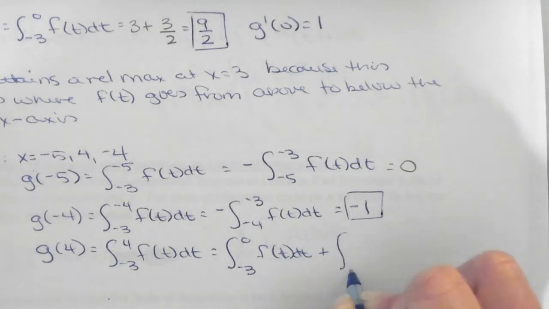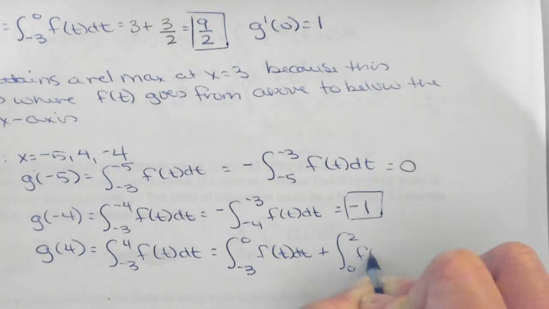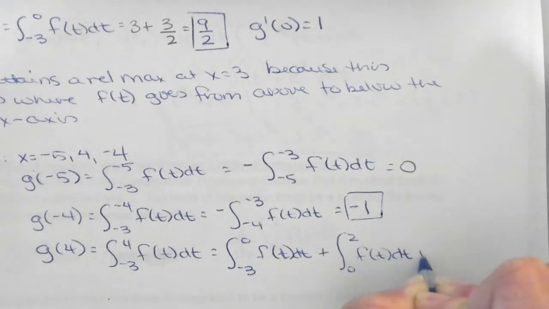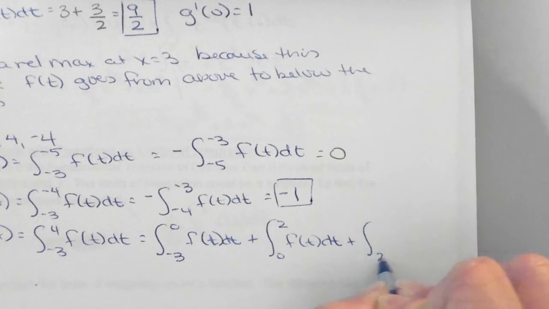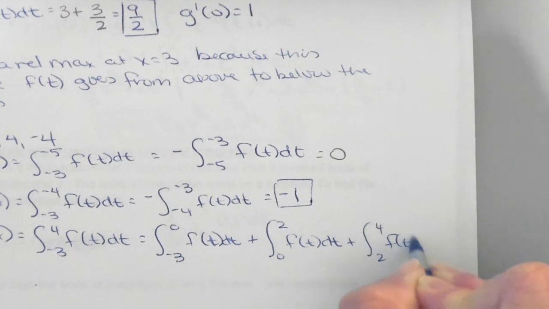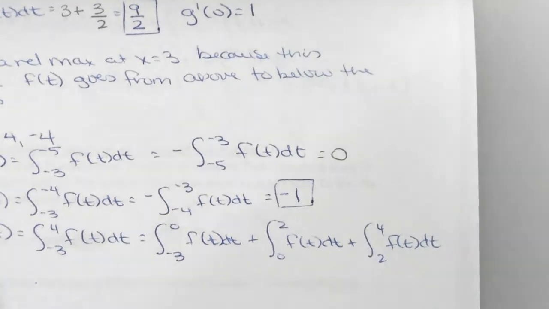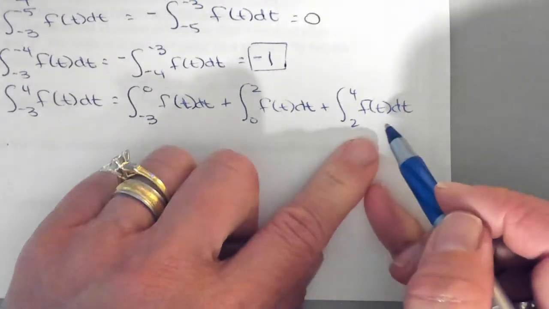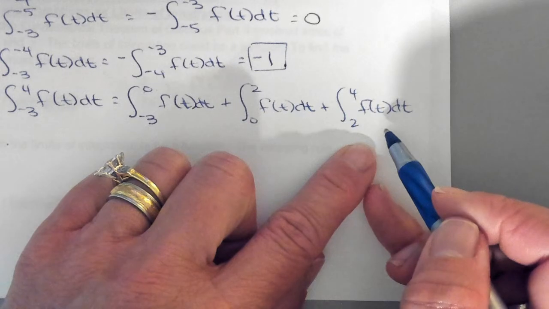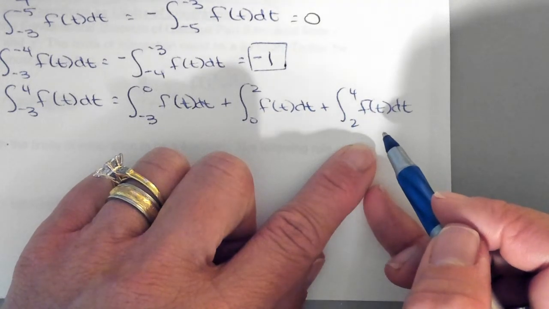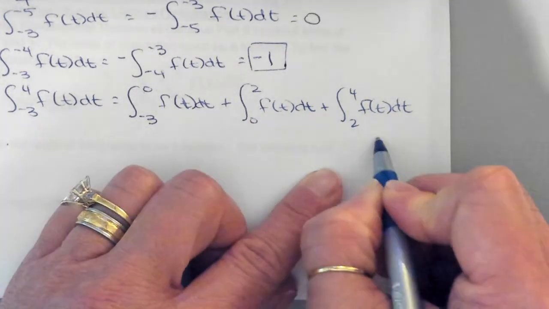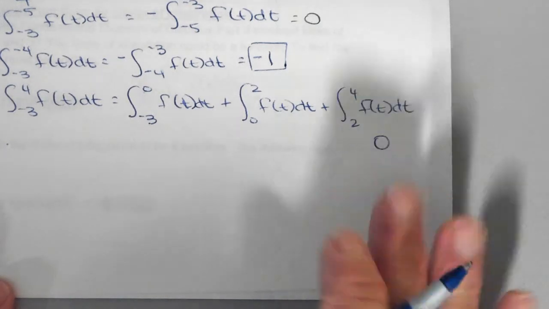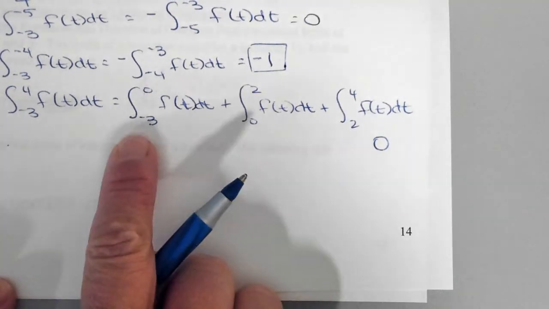Plus the integral from 0 to 2, plus the integral from 2 to 4, which we already figured out. Okay, so now I'll be able to write the areas underneath each one. You guys told me that this area was 0 because we have the same triangle above and below, so this is 0. Okay, so that's one less thing that I have to do.